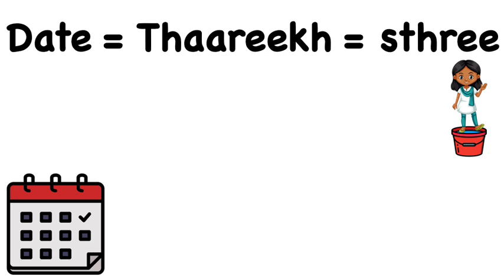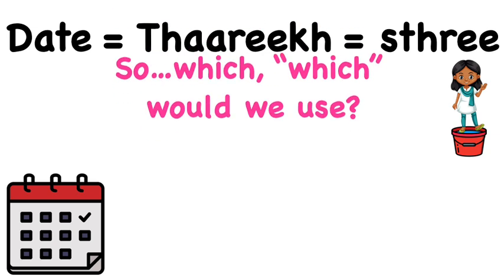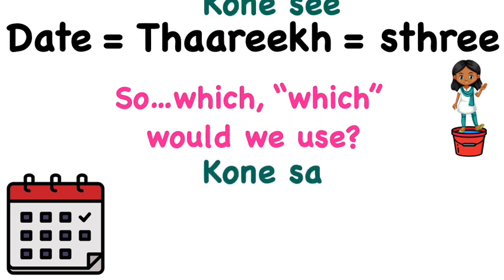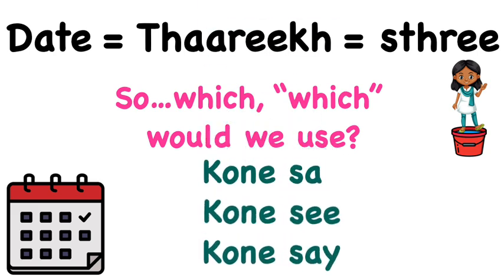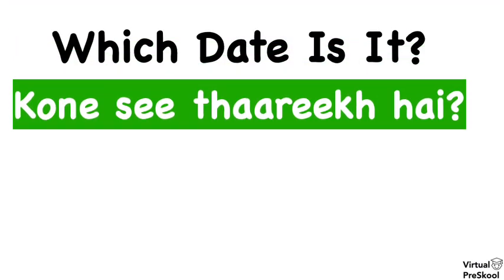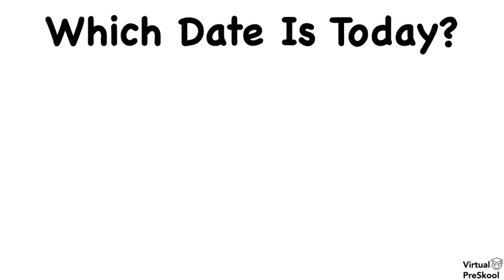So now that we know that tareekh is a stree noun, which one are we going to be using? Kaun sa, kaun si, or kaun se? We're going to use kaun si because tareekh is a stree noun. So which date is it would be कौन सी तारीख है? कौन सी तारीख है?